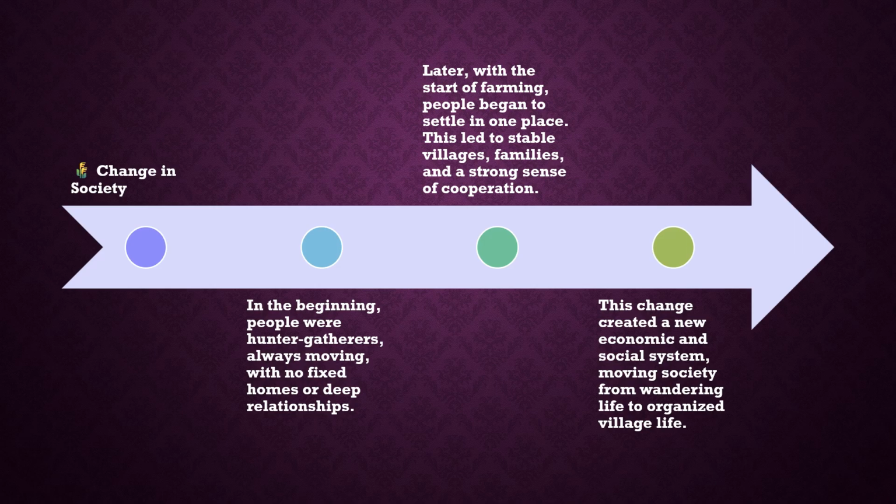In the same answer, you have to write at last the change in society. As you know, in the beginning the people were hunter gatherers. They were always moving. After they started farming, they began to settle in one place, and this led to stable villages, families, and a strong sense of cooperation was developed. This change created a new economic and social system, moving society from wandering life to organized village life.